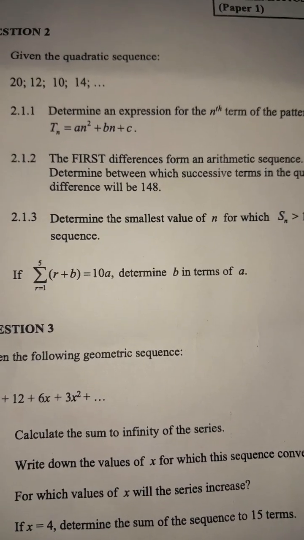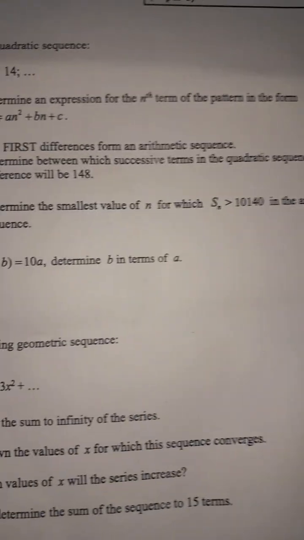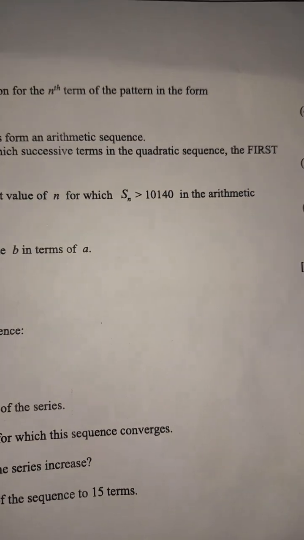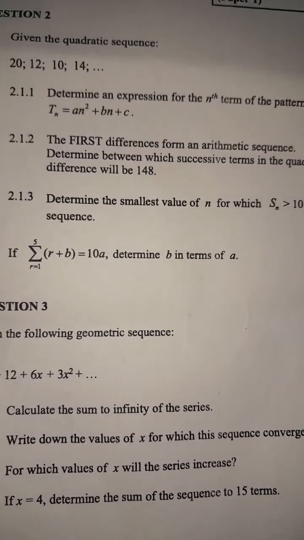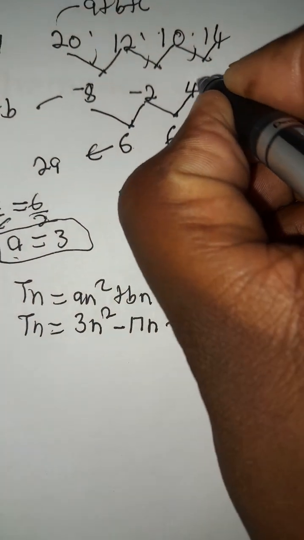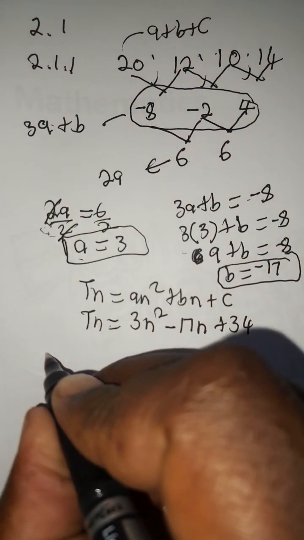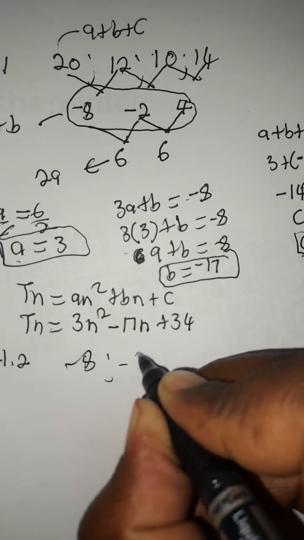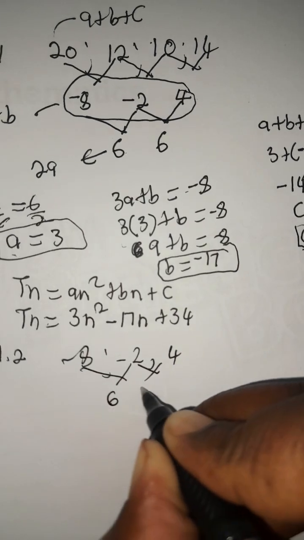So we are at 2.1.2. The first difference forms an arithmetic sequence. Determine between which successive terms in the quadratic sequence the first difference will be 148, meaning that we are going to use our first difference. Remember, I told you at the start of the video that the first difference forms a linear pattern. So in this case we will use negative 8, negative 2, and positive 4. The difference is 6.